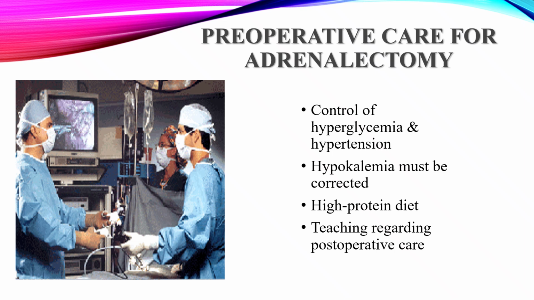We're going to be watching the patient's blood glucose levels because it can shoot up. We're going to be watching for any cardiac issues, like hypertension, and we're going to be watching for potassium issues. The patient tends to go hypokalemic, so we're going to be replacing their potassium.